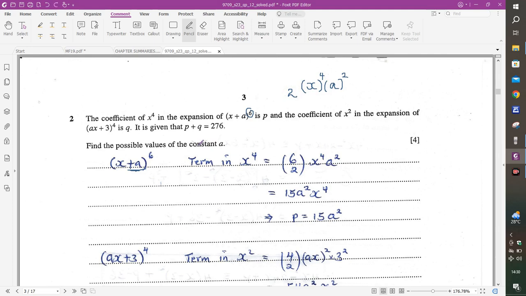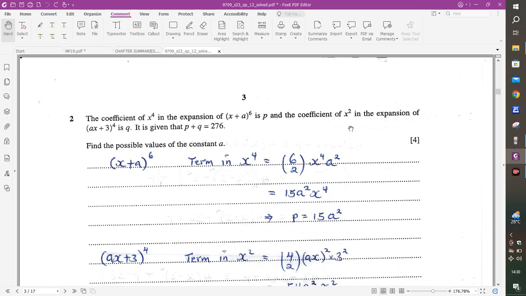And then next, 6 combination 2 is 15, and then a squared, and then x to the power of 4. So p, because they said that the coefficient of x to the power of 4 is p, that means p is 15a squared. So a coefficient is that term you're going to multiply with a variable. So in this case, x is the variable, the rest are constants. So p is equal to 15a squared.